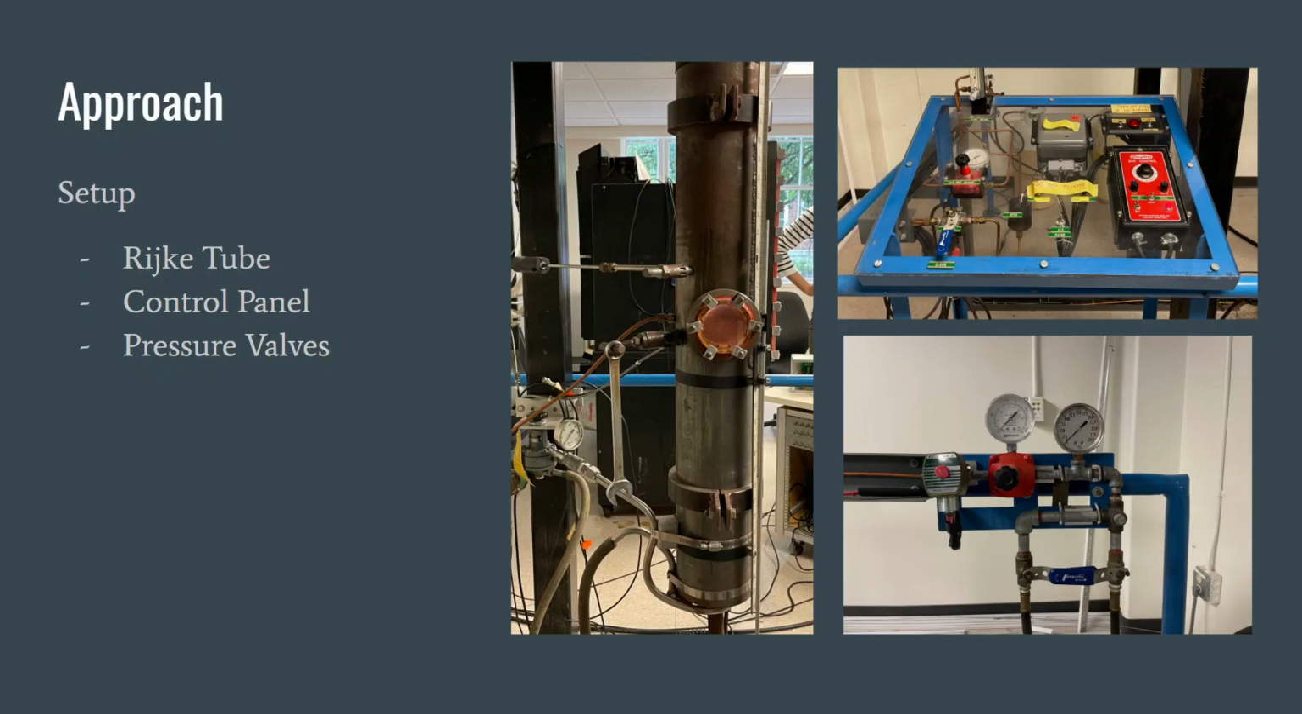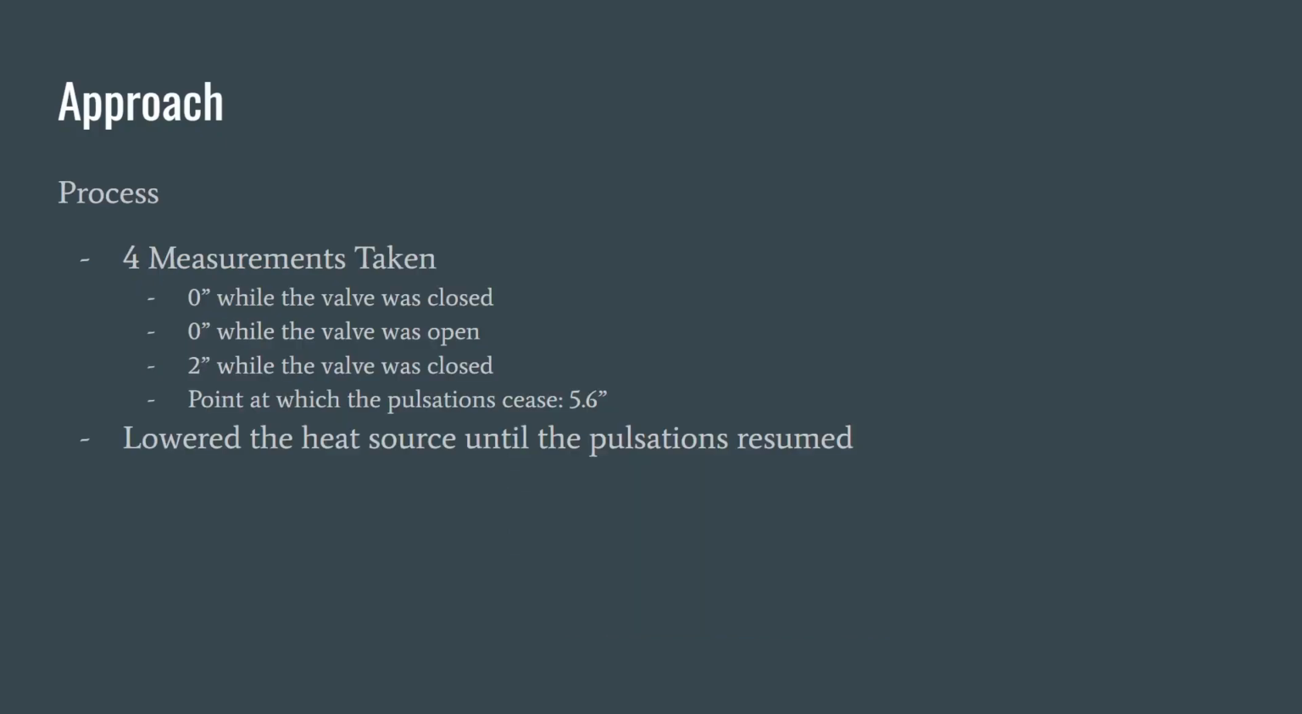First things first, we measured the Rijke tube, which ended up being 6 feet. We then hooked up the pressure transducers at 3 different locations on the tube, top, lower, and middle, and then measured the distance between them, which ended up being 18 inches between each of the pressure transducers. After setting up the experiment, we initially took measurements at the base position of 0 inches up the tube, with the valve both opened and closed.